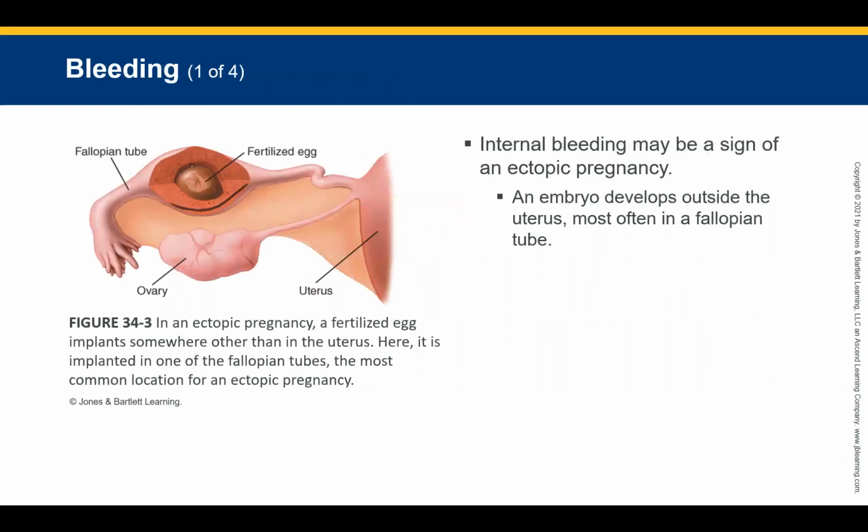So with internal bleeding, there may be signs of an ectopic pregnancy, when the embryo develops outside the uterus, most often in the fallopian tubes. Sudden onset of severe abdominal pain and vaginal bleeding in the first trimester of pregnancy should be considered an ectopic pregnancy until proven otherwise. Consider the possibility of an ectopic pregnancy in a woman who has missed several menstrual cycles and complains of sudden, severe, unusual, unilateral pain in the lower abdomen.